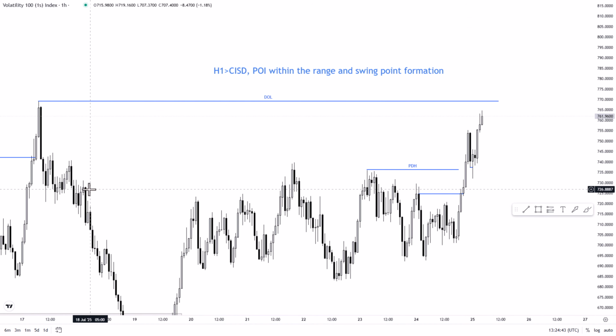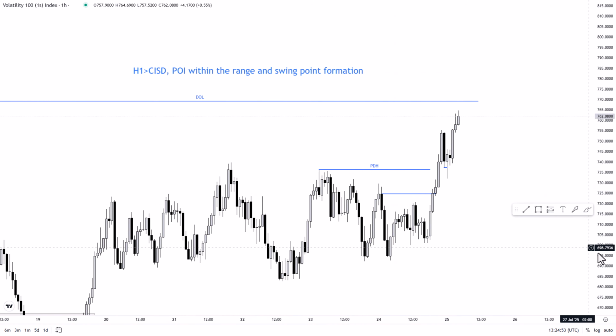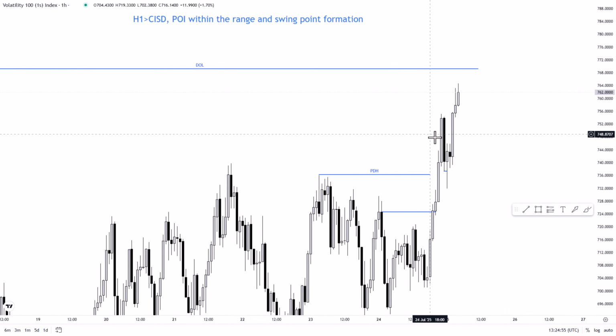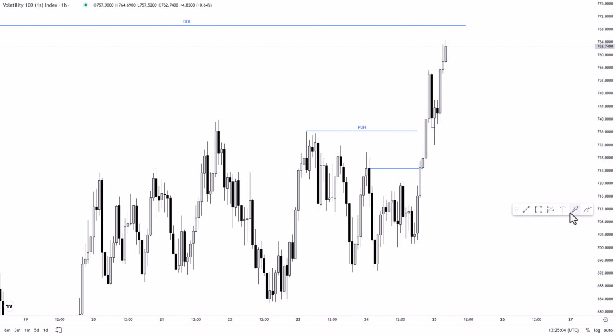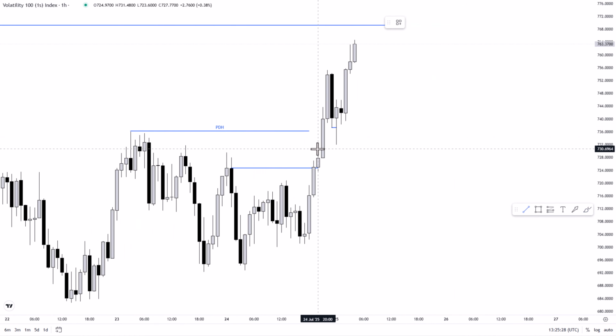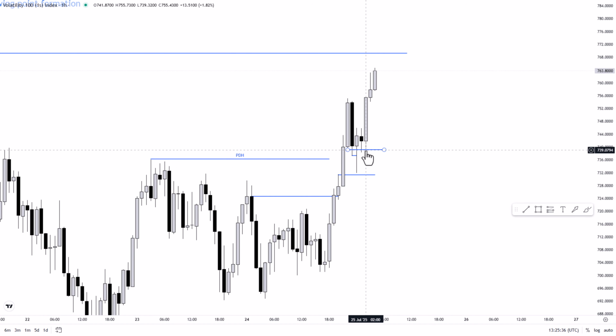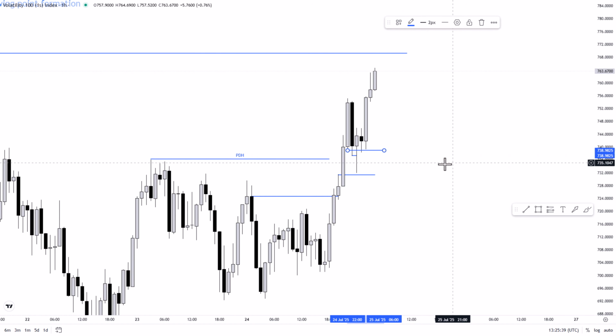The next time frame is the 1 hour time frame, and we said on the 1 hour time frame we're going to be looking at change in the state of delivery, point of interest within the range, and swing formation. Here we have our previous day high that was marked on the daily candle, and we see that price has closed above. Now we have a range targeting this draw on liquidity. The range is from this low to this high, and we see price coming into this fair value gap. When we mark our fair value gap here, we see that price has come and tapped into the fair value gap as our draw on liquidity in the internal range.